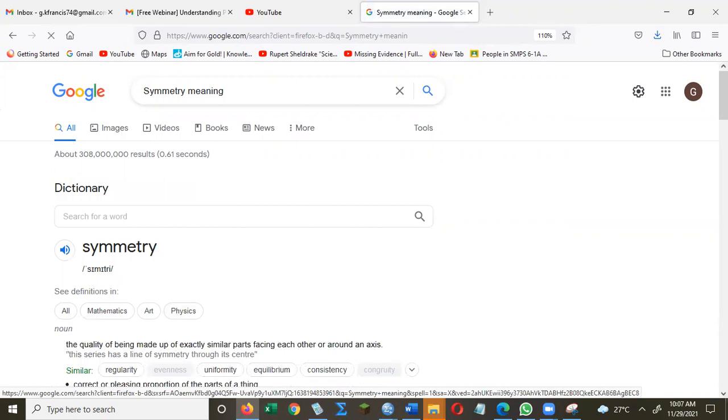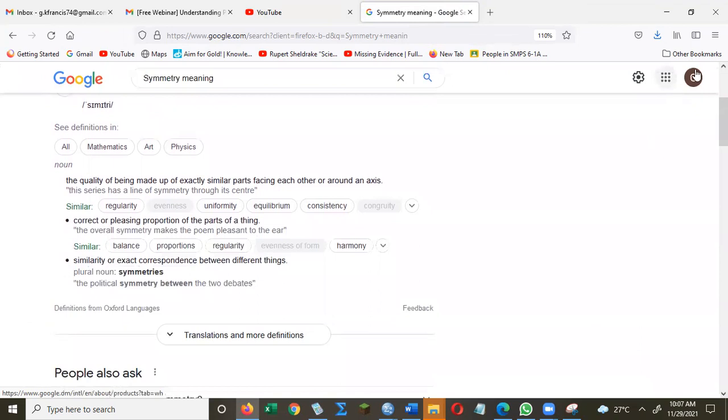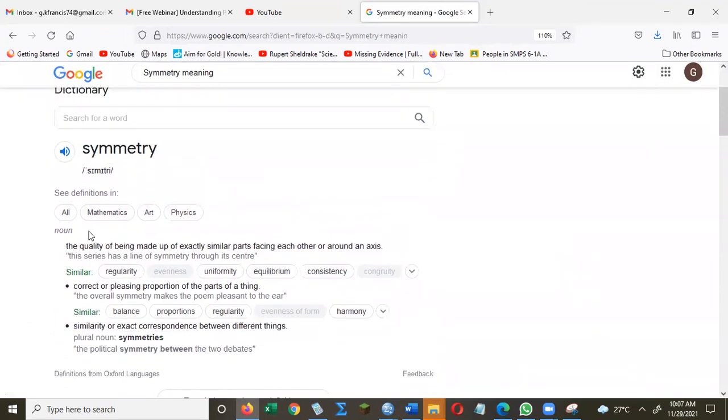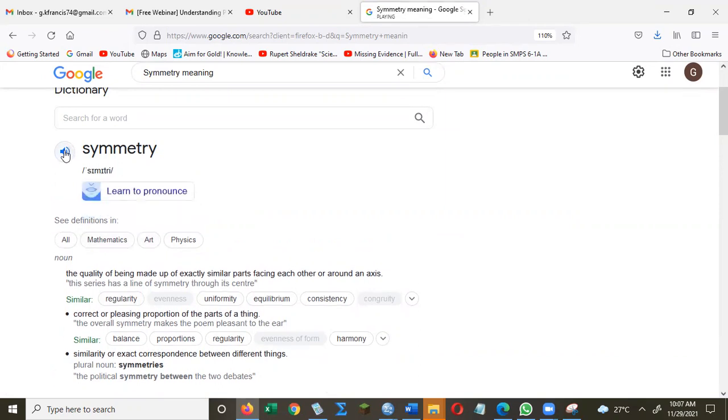All right, so according to Google, symmetry means the quality of being made up of exactly similar parts facing each other or around an axis. Okay, so let's apply that definition to the parabola. The quality of being made up of exactly similar parts facing each other or around an axis.